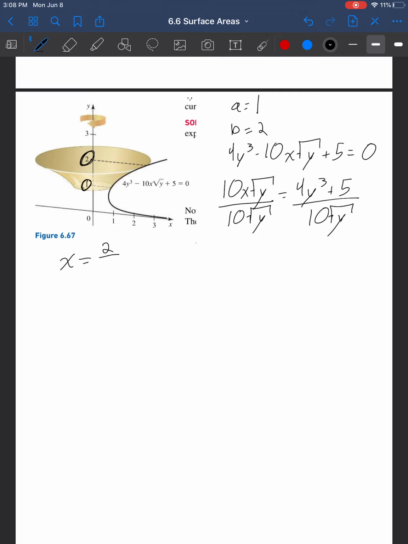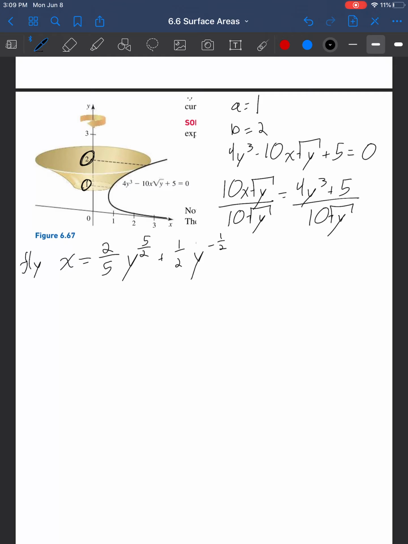So if I simplify this, I get that x is equal to 4/10 or 2/5 y to the 3 minus, because we're dividing, so it turns into minus, y to the 1/2. So it's 3 minus 1/2, which leaves us with 5/2. 5/10 is 1/2 plus 1/2. And then we have y to the negative 1/2 because we're dividing by the square root of y.